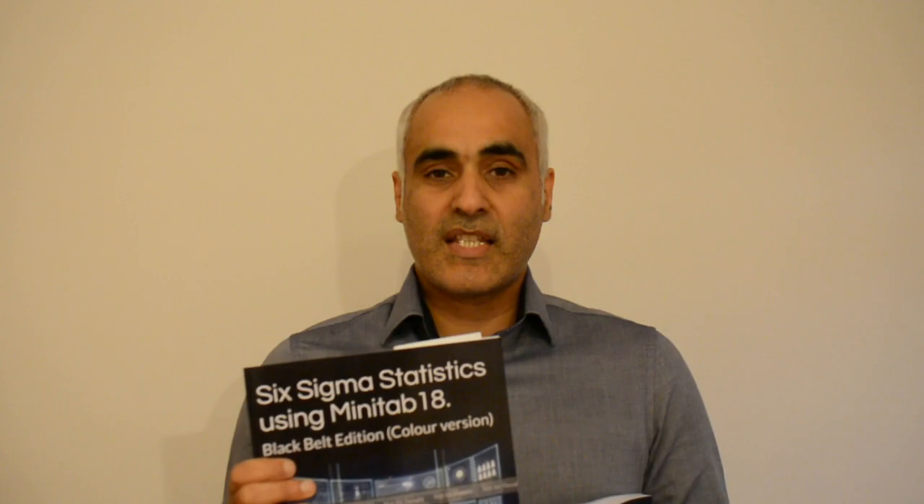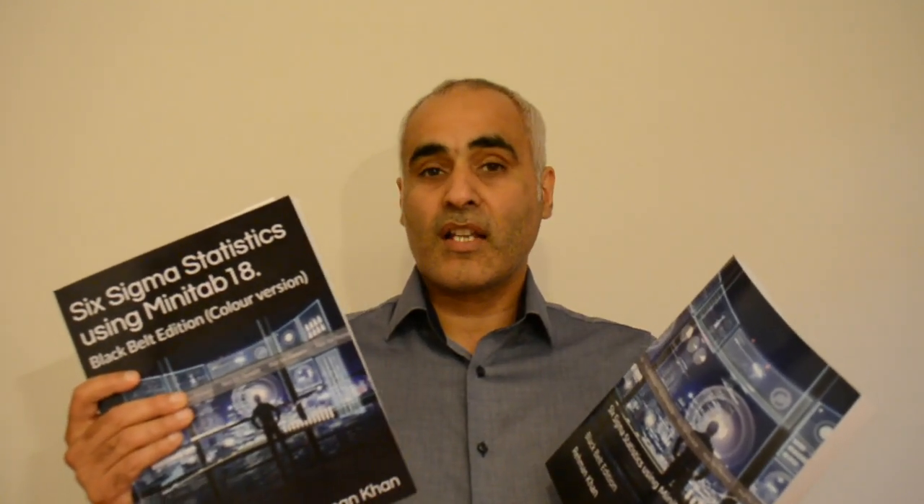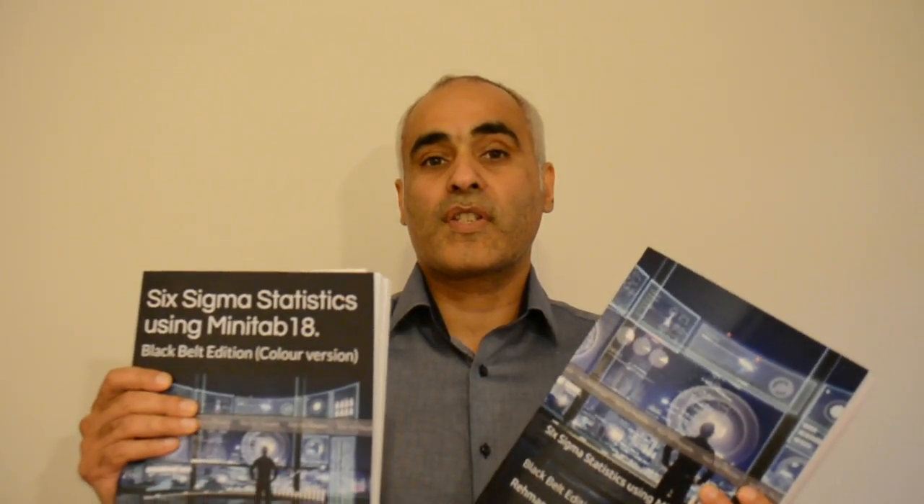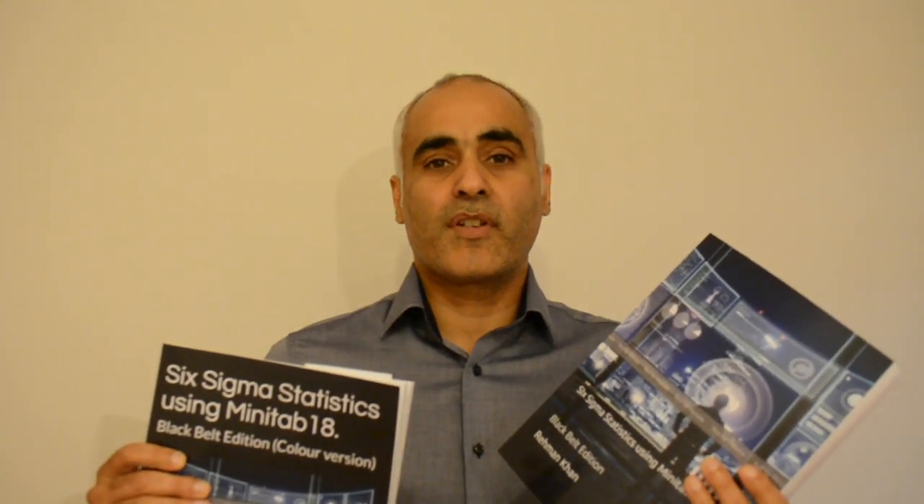Hi everyone, after 2.5 years of work the promise has been fulfilled and I've managed to write the black belt edition of Six Sigma Statistics using Minitab 18. So what I've done this time is write two versions to give you consumer choice. One is a colour version where the inside screenshots are in colour, and the other one is the black and white version. Obviously on Amazon the colour version costs considerably more than the black and white version.